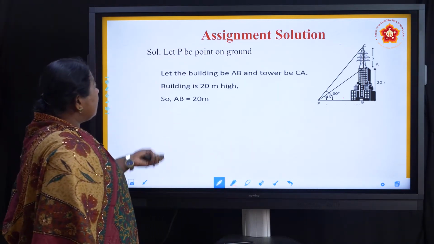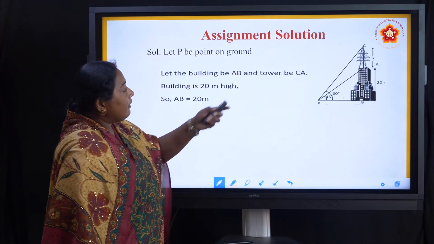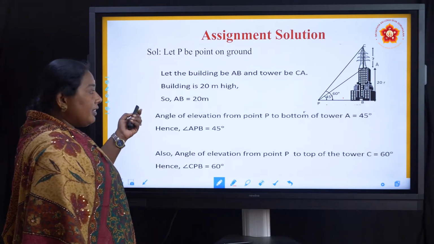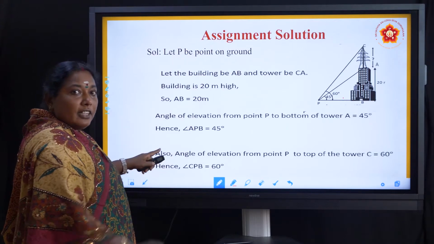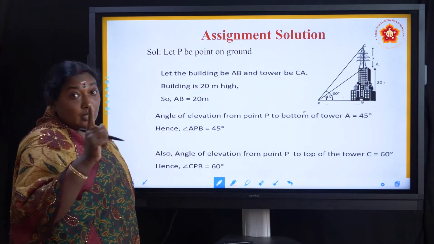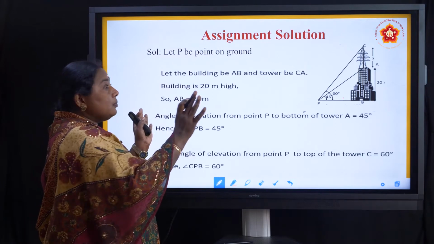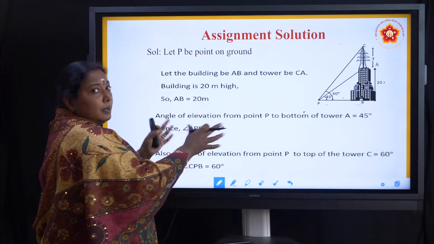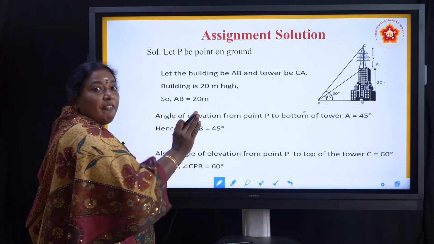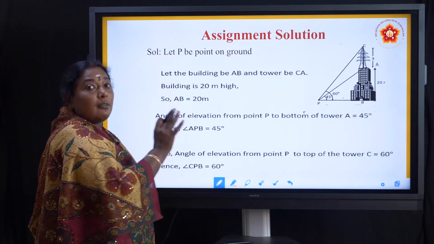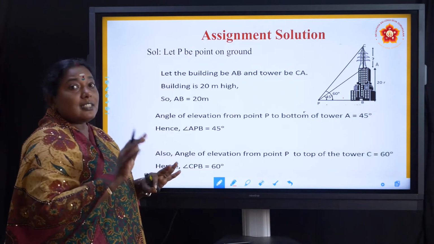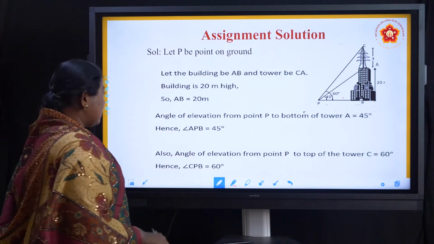So here what they have given: let the building be AB and the tower be CA. Building is 20 meter high, so AB is equal to 20 meter. Whatever we have written in the given, that is what we have written perfectly. That is the big thing. You must not write as if angle ABP, no. You have to write it perfectly as if it is given in the question. Then only we can score marks, because scoring marks is important in the board exams, right?